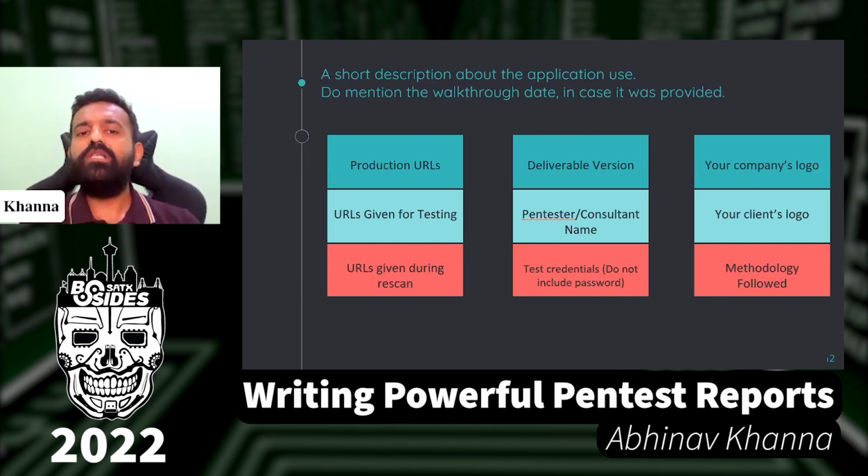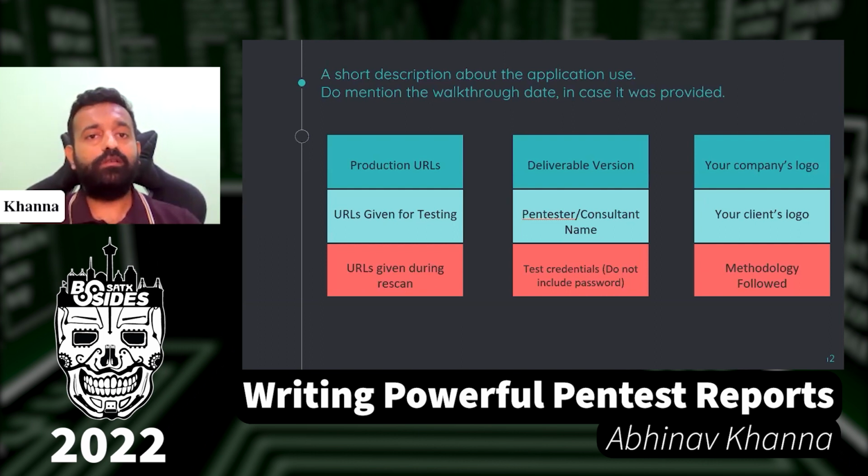Along with it, you can mention the walkthrough date in case it was provided. Again, it's optional. The reason I have mentioned it here is because instead of digging deep into the emails to find out the walkthrough date, you can add this little thing in the report itself, because we are already creating such a detailed document. A one-liner is not going to create much mess.